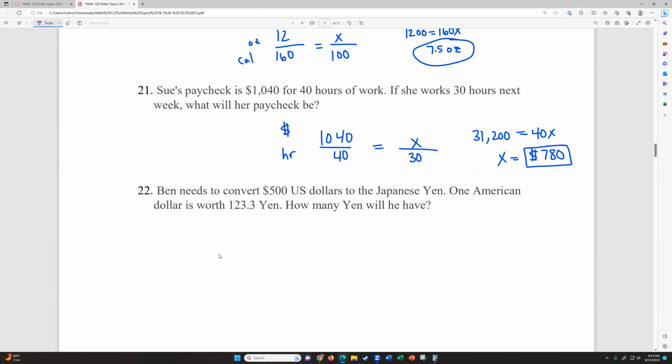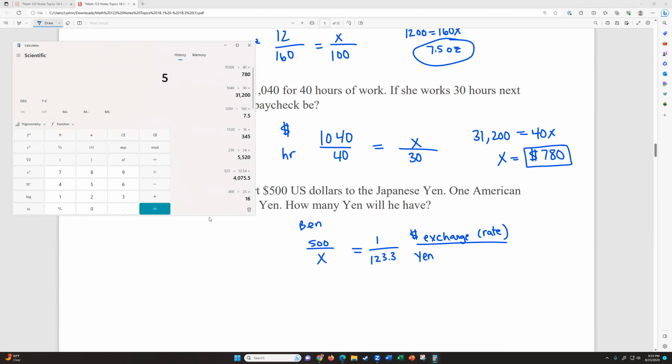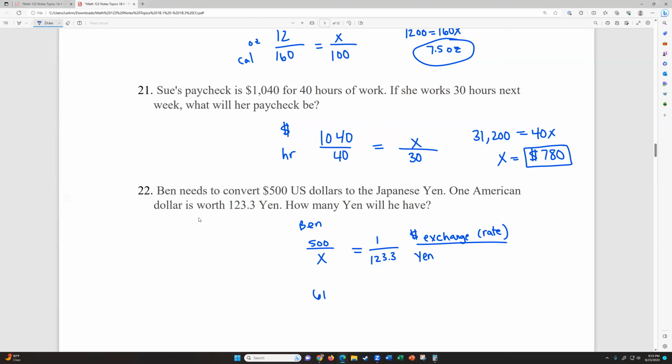Ben needs to convert 500 US dollars to Japanese yen. 1 American dollar is worth 123.3 yen. How many yen will he have? Okay, same kind of situation here. We have our exchange rate we're going to put over here, and you can put it on the left or the right side. Just keep it together. And that's going to be dollars over yen. So I have $1 is 123.3 yen. On the other side, we have what Ben has, which is an actual 500 US dollars, and we want to know how many yen he will get when he converts. So this is 500 times 123.3. If we use our cross products, 61,650 equals X times 1, which is just X.